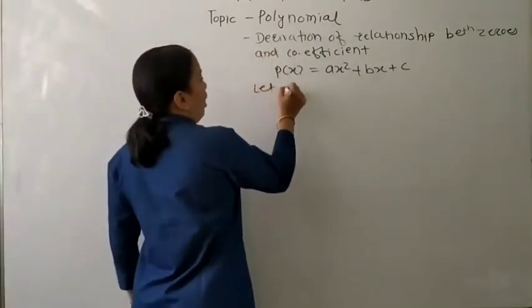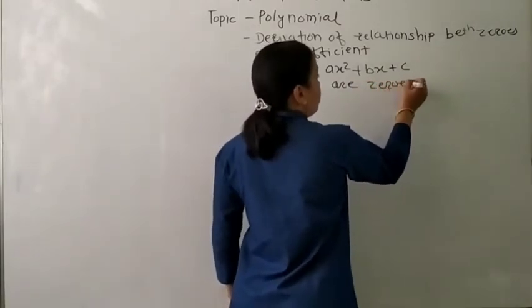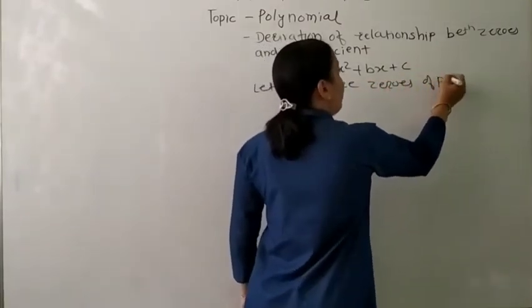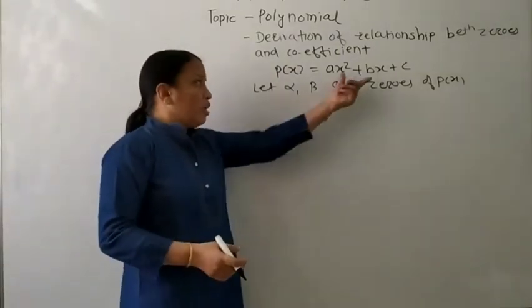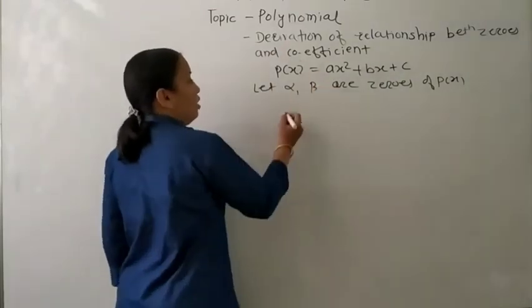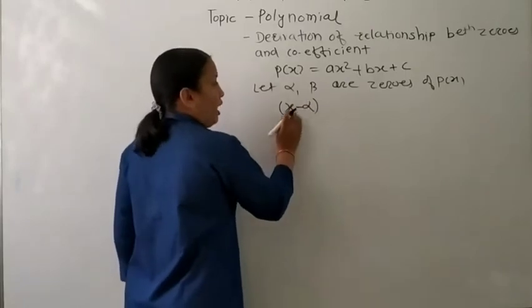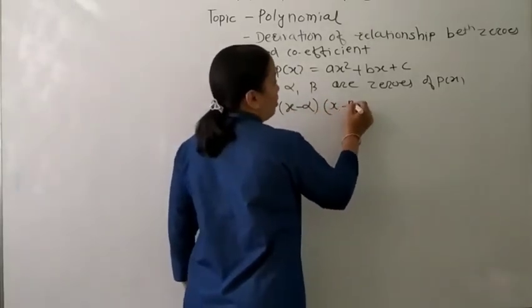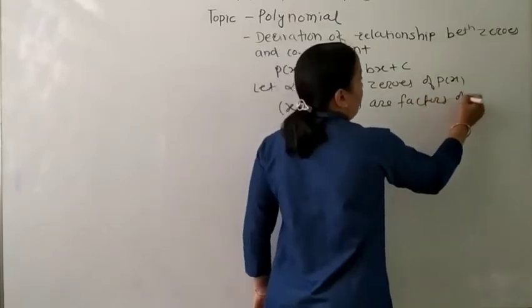Let's suppose that alpha and beta are zeros of this P of x. It means it is given to you that these two numbers, alpha and beta, are any two numbers, and this is the generalized form of the quadratic polynomial. These are the zeros of this. So by the factor theorem, x minus alpha and x minus beta are factors of P of x.